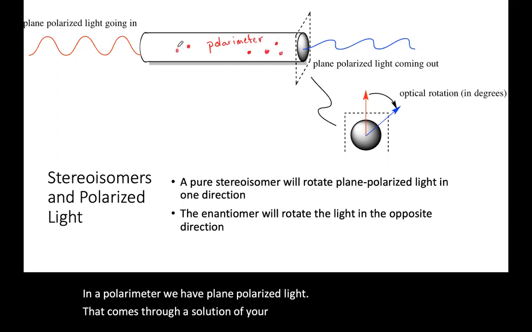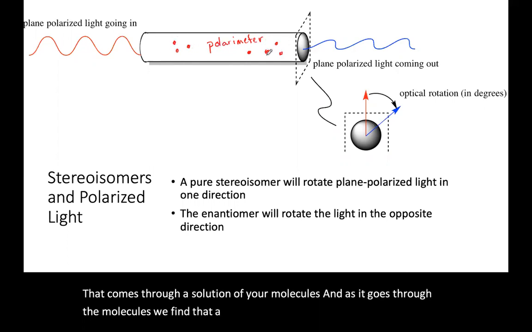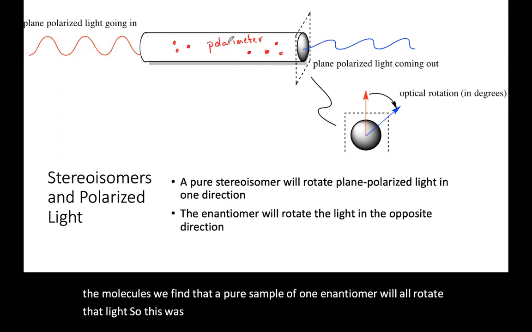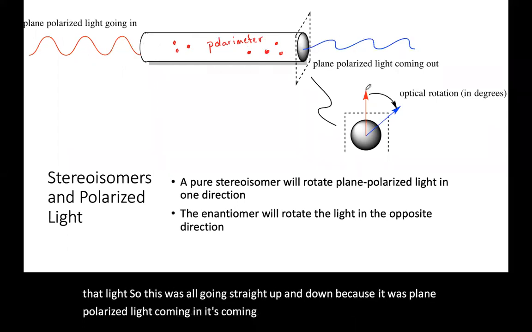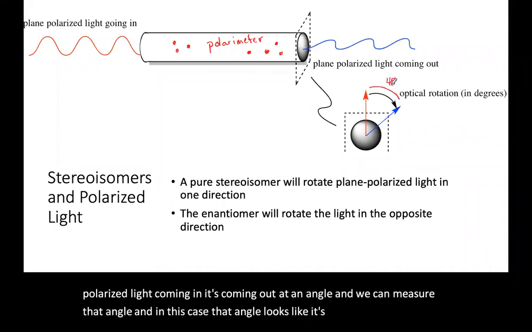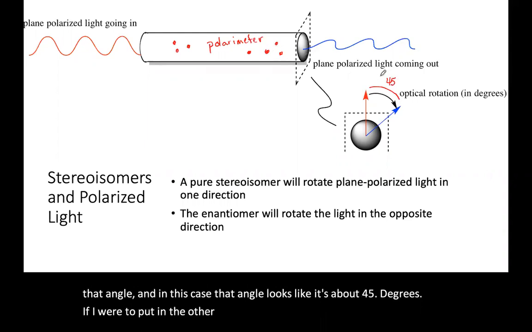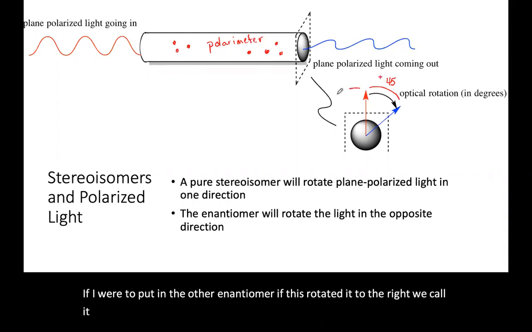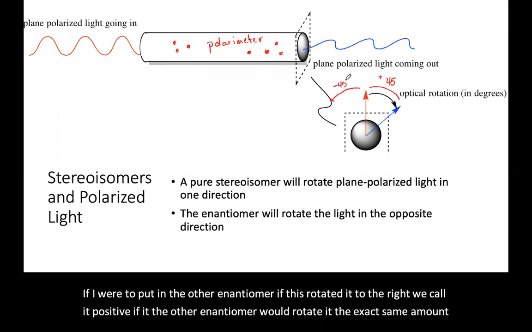And as it goes through the molecules, we find that a pure sample of one enantiomer will all rotate that light. So this was all going straight up and down because it was plane polarized light. It's coming in, it's coming out at an angle, and we can measure that angle. In this case, that angle looks like it's about 45 degrees. If this rotated it to the right, we call it positive. If I were to put in the other enantiomer, it would rotate it the exact same amount, but in the opposite direction.